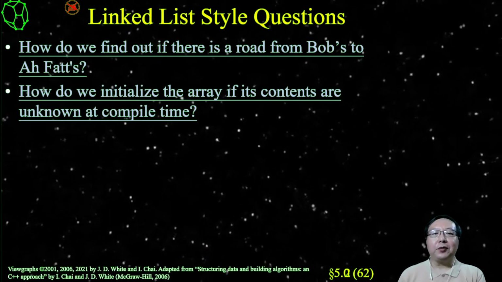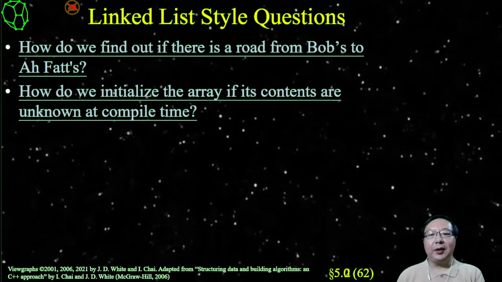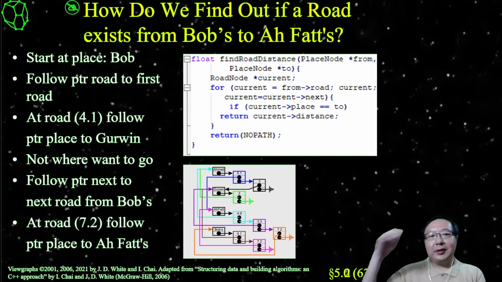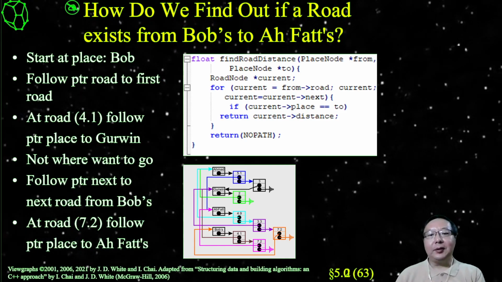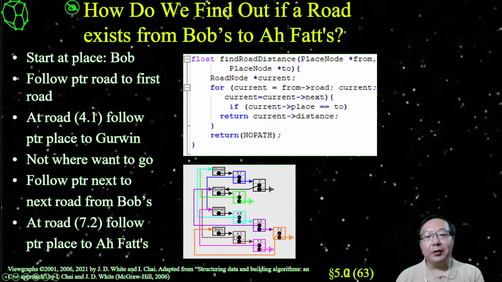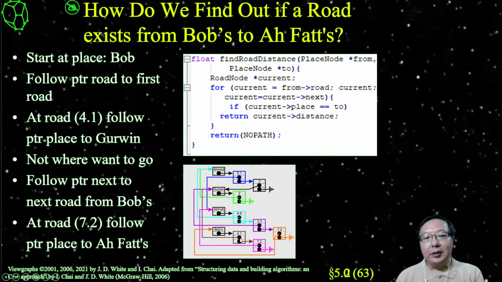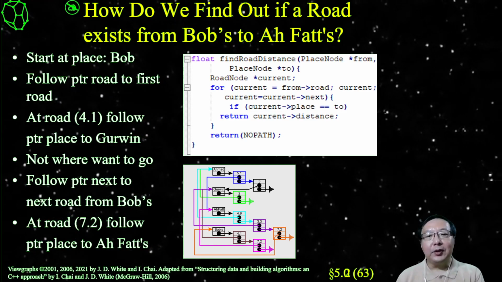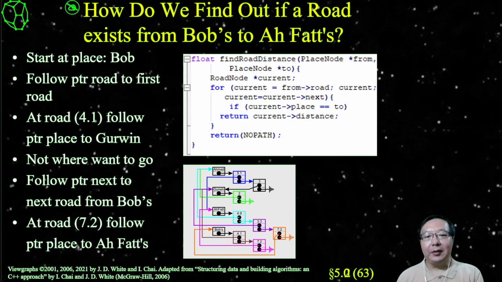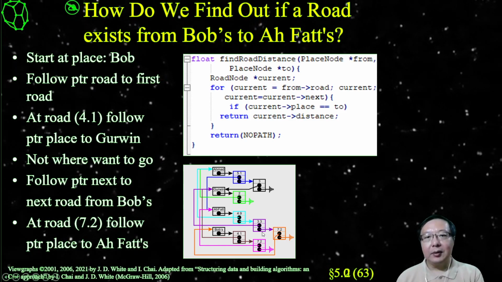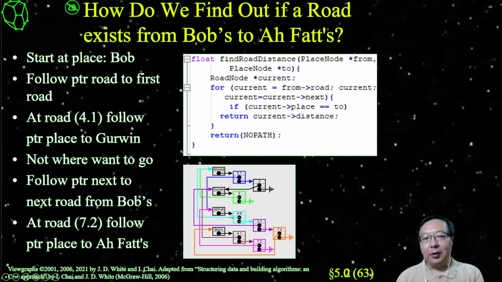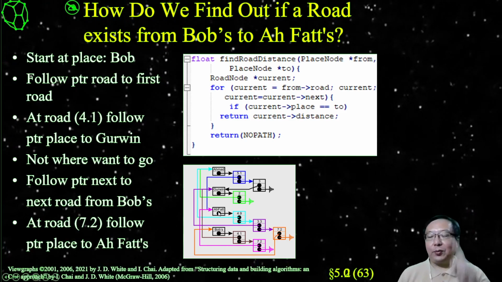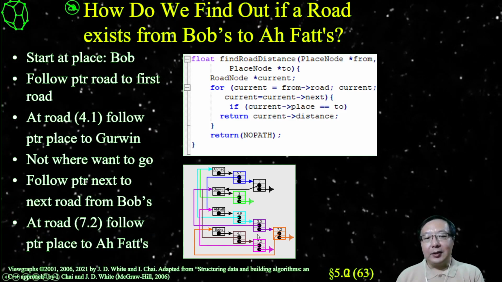How do we find out if there's a road from Bob's to Arfat's? And how do we initialize the array if its contents are unknown at compile time? So how do we find out if there's a road from Bob's to Arfat's? We start at place Bob and we follow the pointer to the first road, which we check and it says it goes to Govinda's, which is not what we're looking for. We were looking for Arfat. So then we go to the next one instead. Okay, we are back at Bob's, going to the next node. And 7.2 going to Arfat, and we go, yes, that's what we were looking for. So the distance is 7.2.